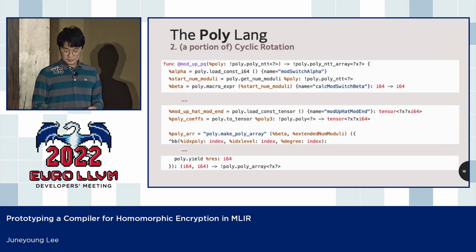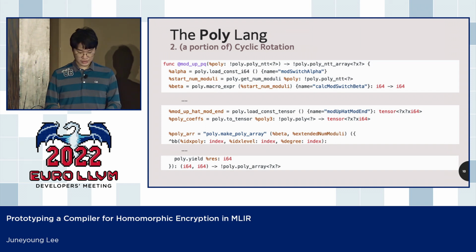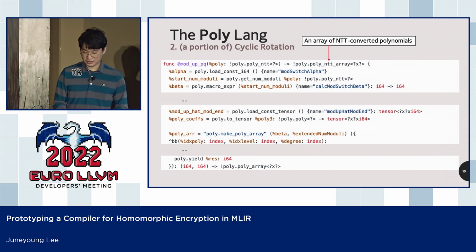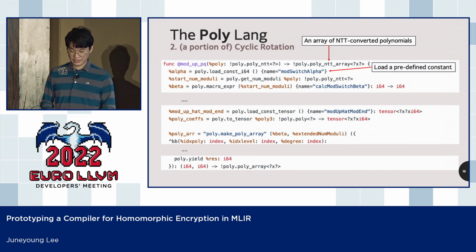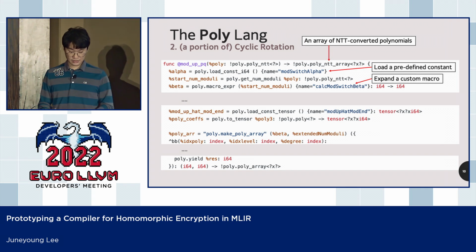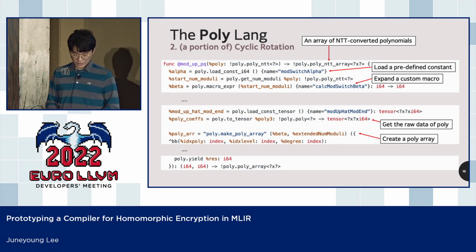And for slightly more complex operations like cyclic rotation, we provide more types and operations. For example, we use an array of NTT-converted polynomials, and also we can load a predefined constant and expand some custom macros that are defined for homomorphic encryption and so on. And also, yeah, we can create a poly array.